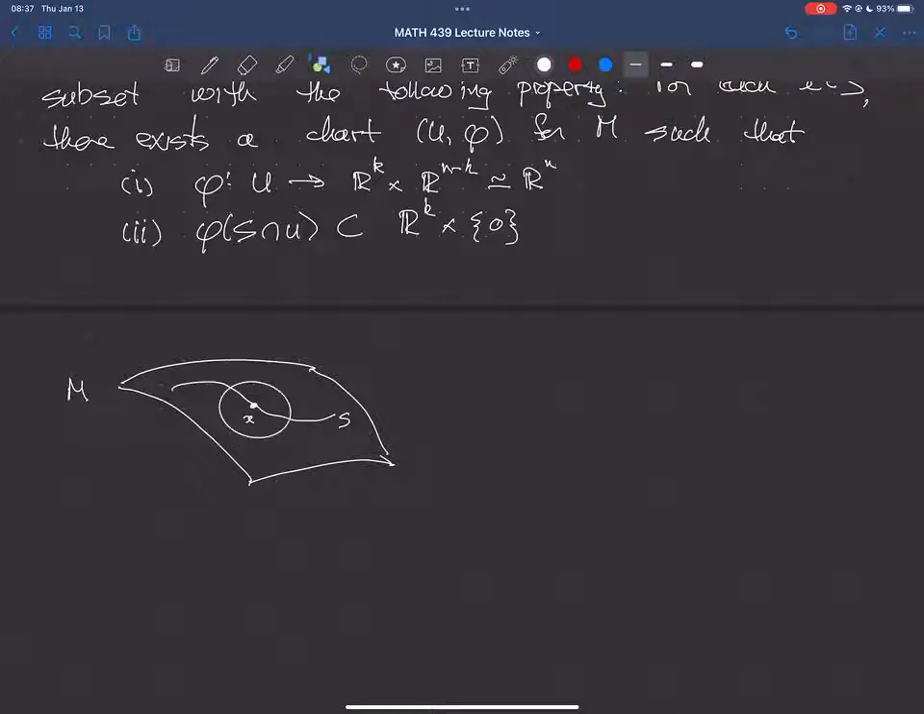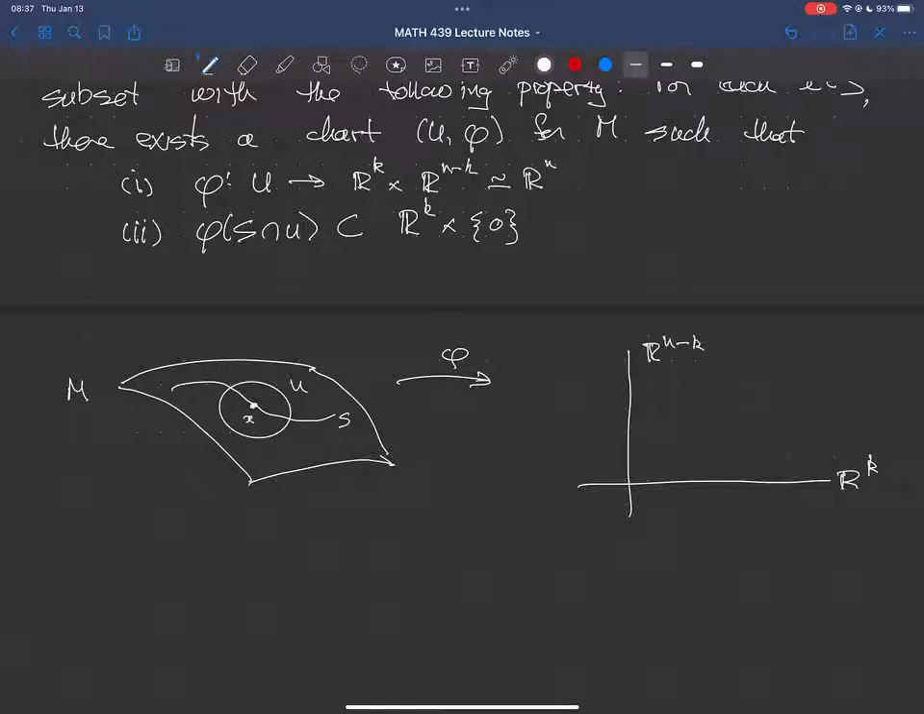U about X, and here's our map phi, and this maps into Rn, but Rn we write as a product of Rk and Rn minus k, like so.